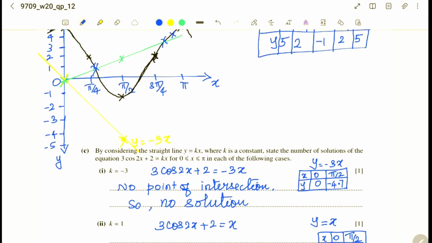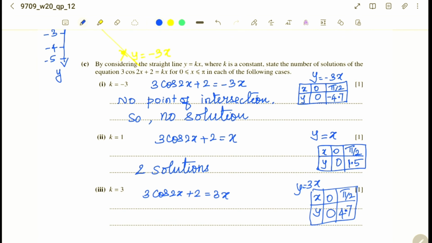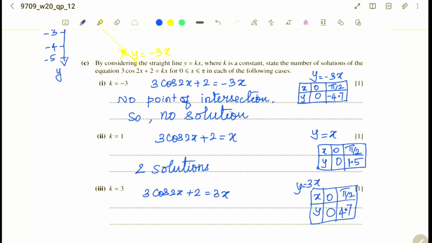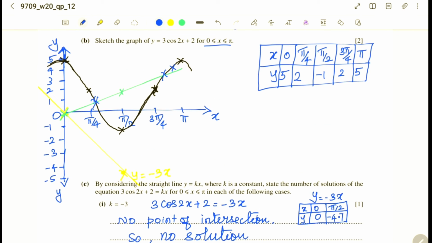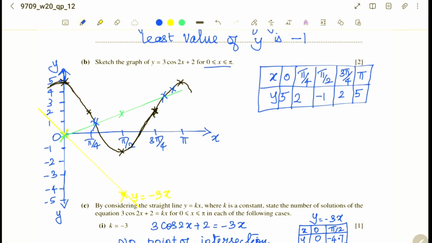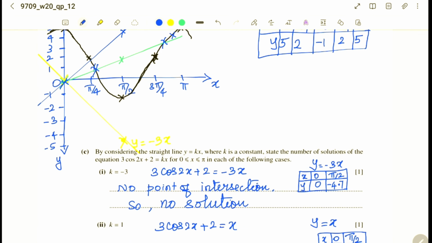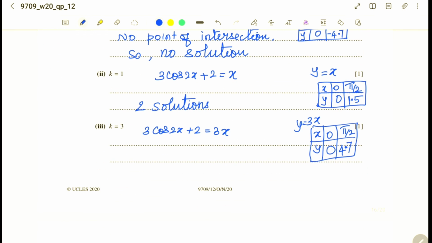Okay, now when y is equal to 3x, we have the point 0, 0 and pi over 2, comma 4.7 positive. So 0, 0 and 4.7, it will come here. So in this case, the line and the curve intersect at only one point. So we have only one solution.